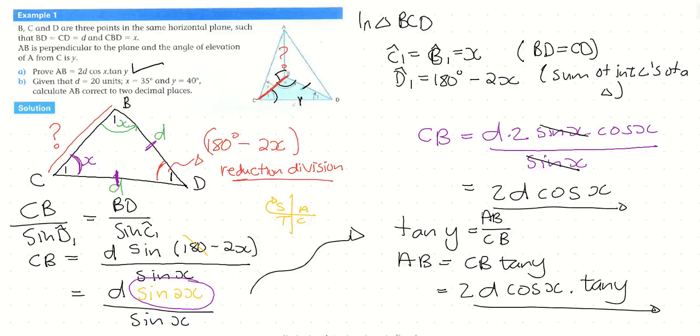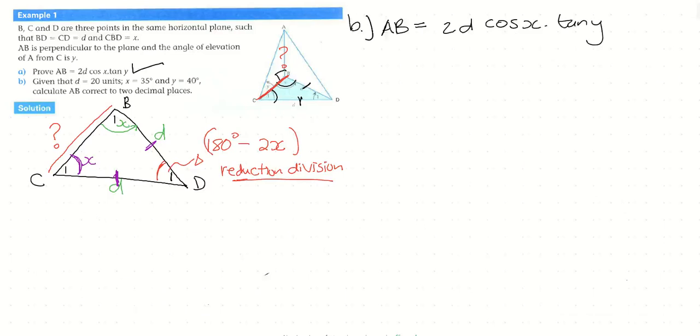Okay, pause the video, copy down the information, see if you can follow through with it again and try to understand before we go on to section B. Now, the misconception that learners have is when they get a question like this, they get very confused and can't do A, and then they leave out B completely. Guys, please, B is purely a substituting question. It says, given that D is equal to 20 units, x is equal to 35 degrees, and y is equal to 40 degrees, calculate AB correct to 2 decimal places.